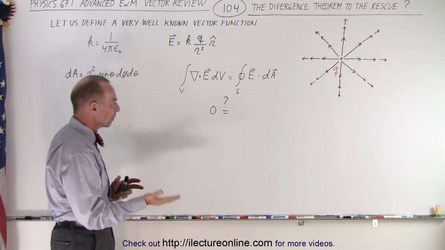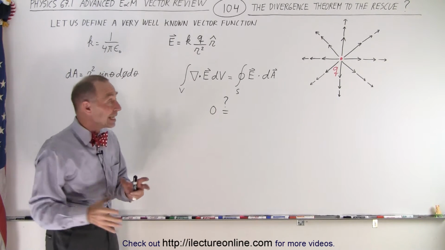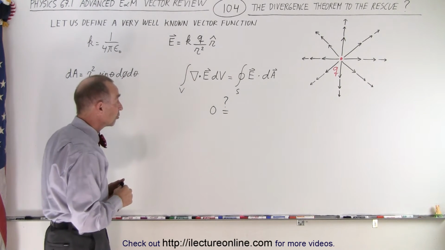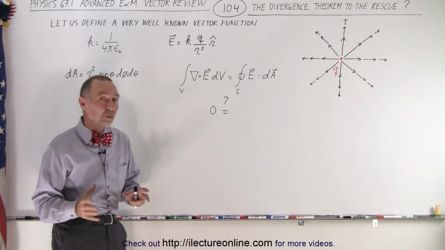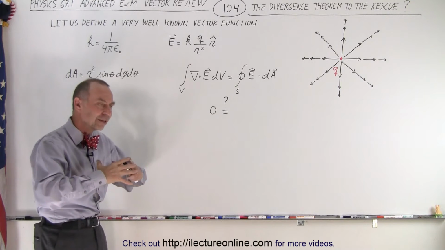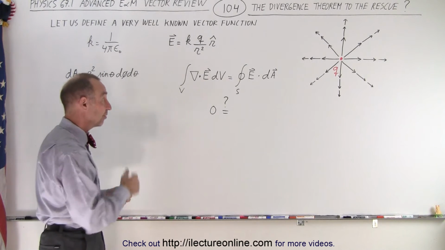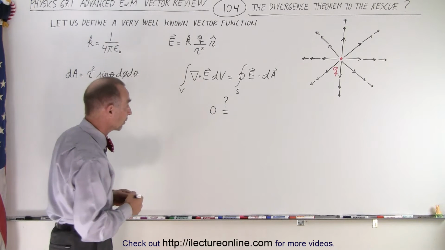So we know from the previous video that on the left side we ended up with zero for the divergence of the electric field from a point charge. Now on the right side, what will we get when we calculate the surface integral? Essentially the amount of electric flux going through a Gaussian surface. That's essentially what that equation is. Well, let's figure it out.